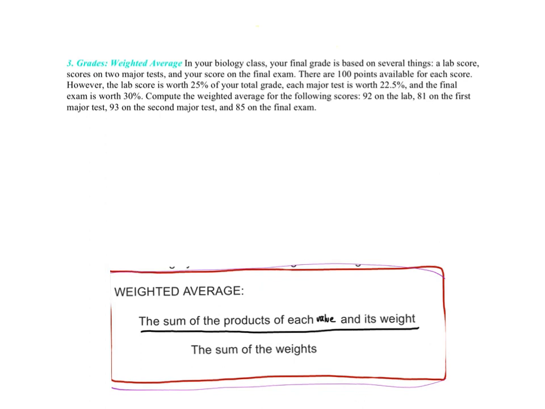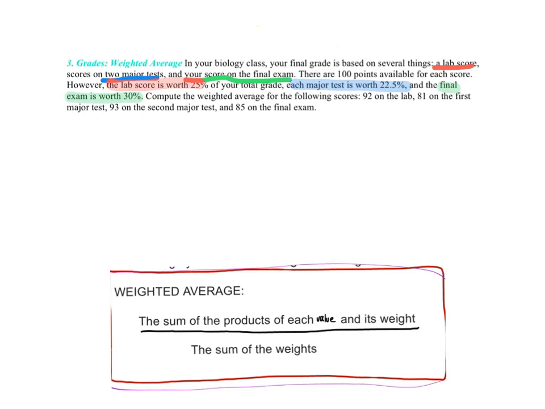In your biology class, your final exam is based on several things. You have a lab score, you have 2 major tests, and your score on the final exam. And there's 100 points available for each score. However, they tell you the weights here for these questions. It says the lab score is worth 25%. Your major tests are each worth 22.5%, and your final exam is worth 30%.